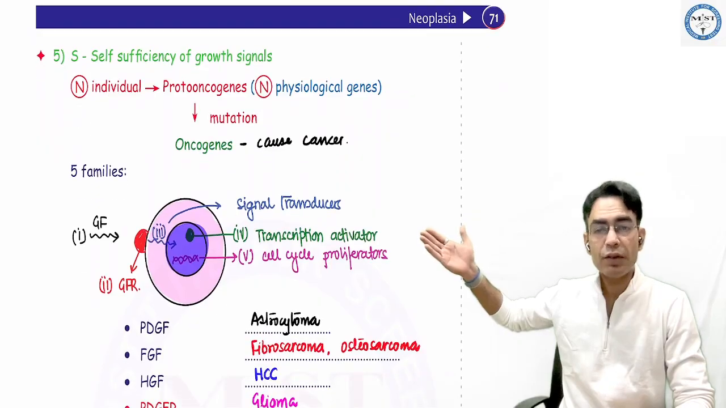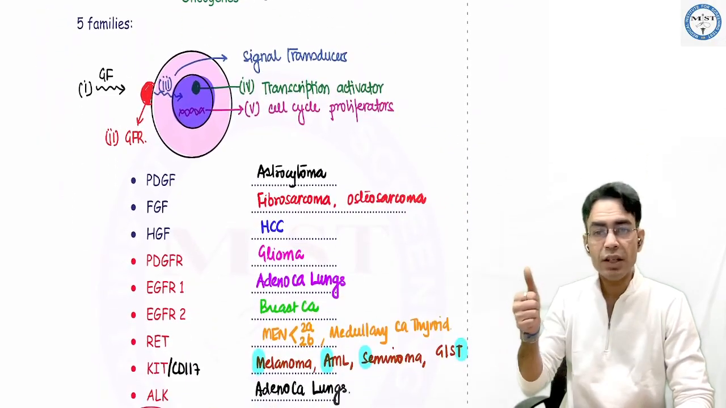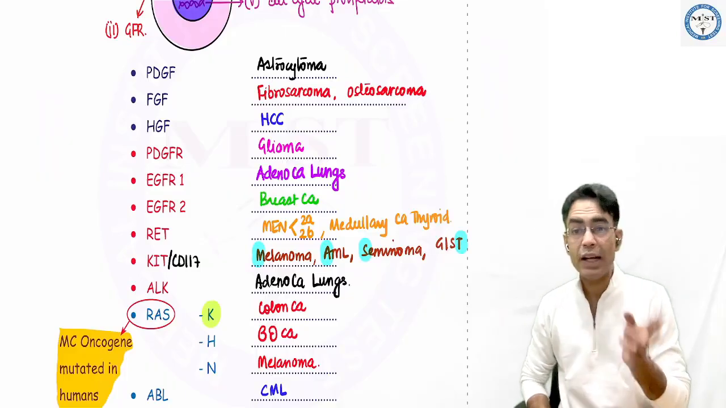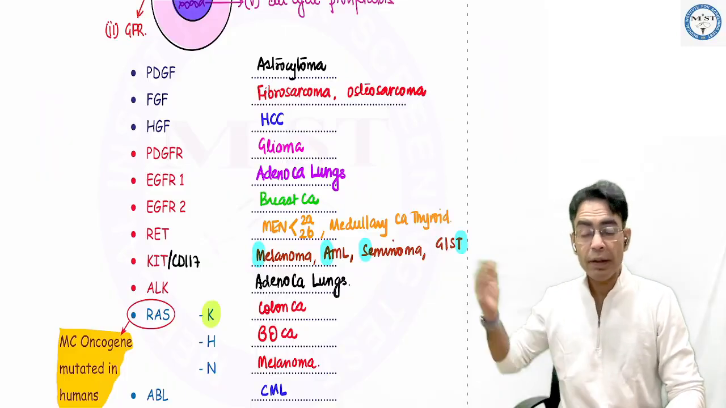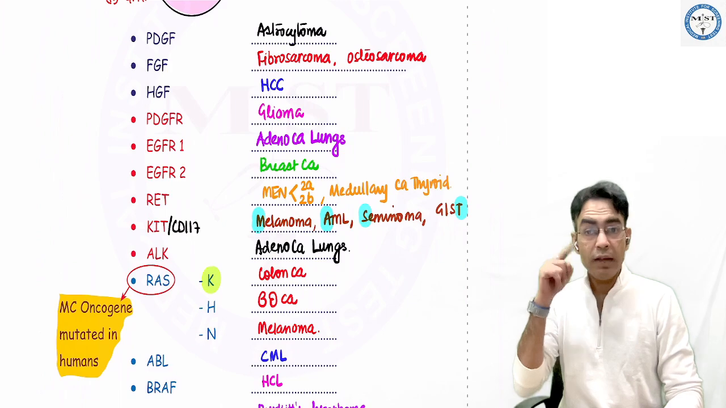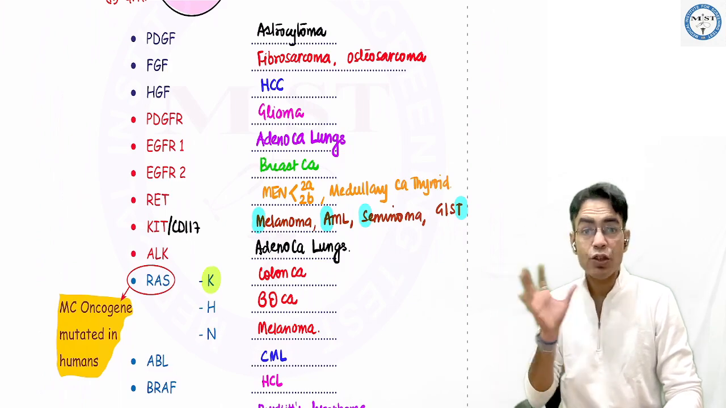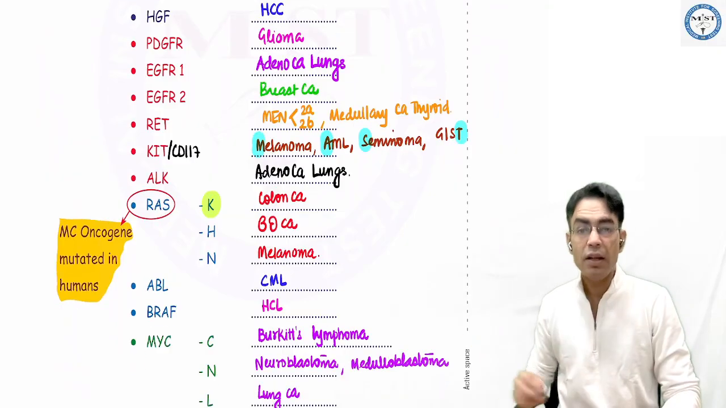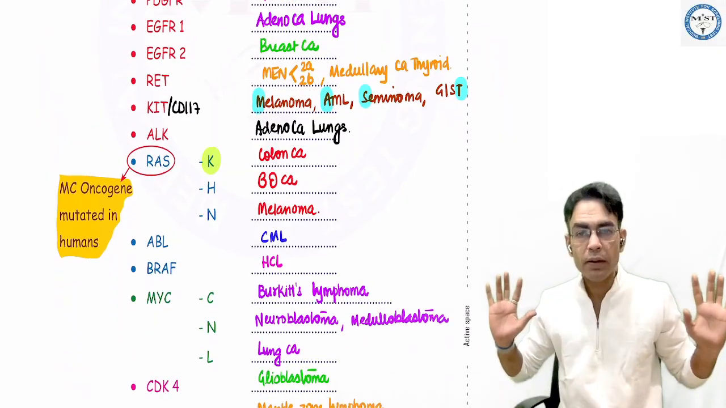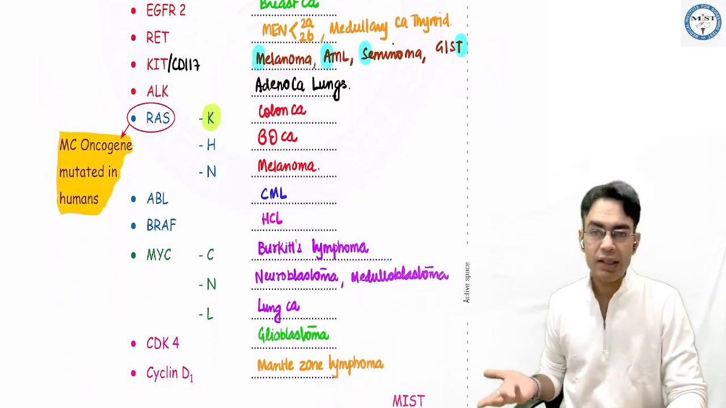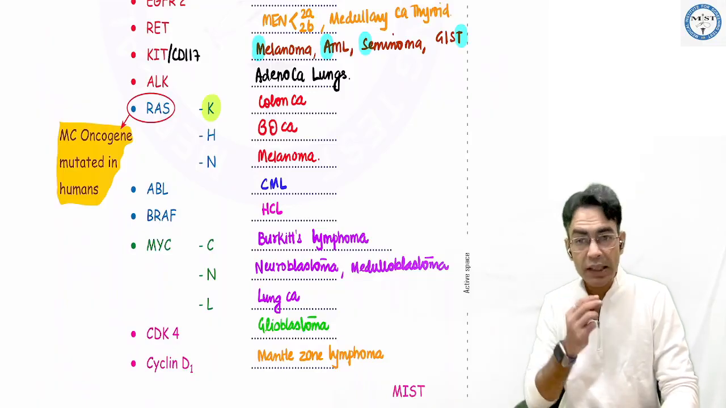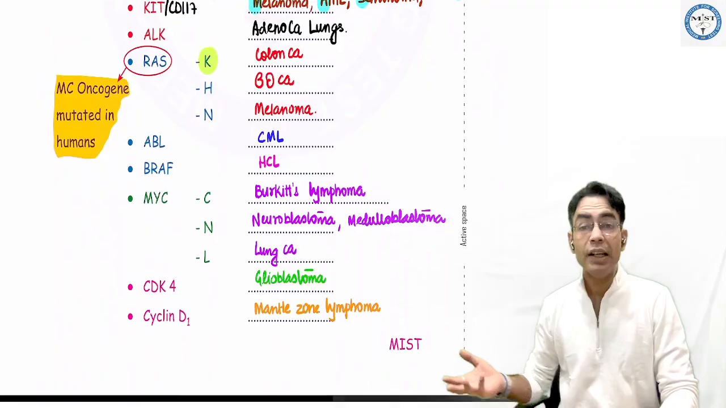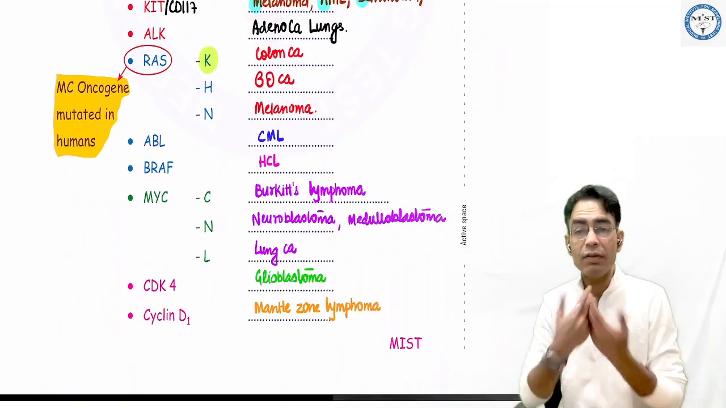This is self-sufficiency of growth signals. So we have done PDGF astrocytoma, FGF, F for F fibrosarcoma, osteosarcoma, H for hepatocellular carcinoma, PDGFR glioma, 1 adeno, 2 breast, RET, AL in the name itself is adenocarcinoma lung, RAS only remember colon, ABL CML, BRAF HCL you already know, in Burkitt, MYC, neuroblastoma, medulloblastoma and lung cancer, CDK4 glioblastoma, and cycle chalate chalate, mantle.